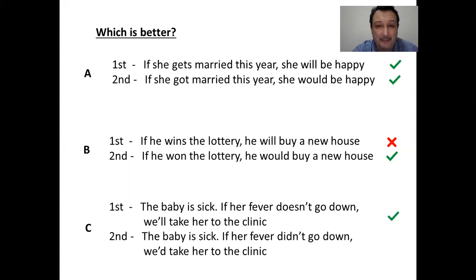So I think the best answer is the first conditional here, okay? So if her fever doesn't go down, we'll take her to the clinic. If her fever didn't go down, seems unlikely in this situation because the baby is sick, so it's strange for the fever not to go down. It could do, of course. Again, we're talking about the same time. We're talking about now or the future. So both could be possible, maybe depending on the opinion.